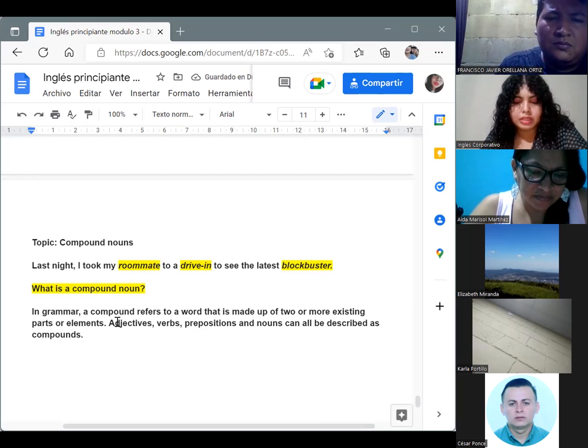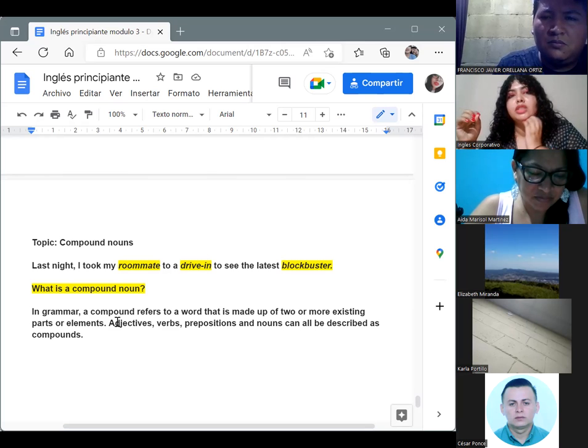As compounds, they are made of two or more existing words combined into one, such as housetop, that is a noun, many-sided, that is an adjective, playact, that is a verb, or onto, that is a preposition.